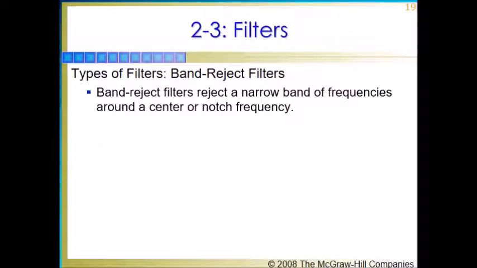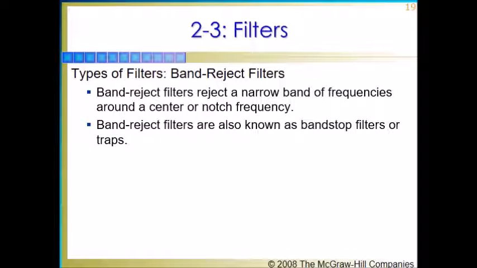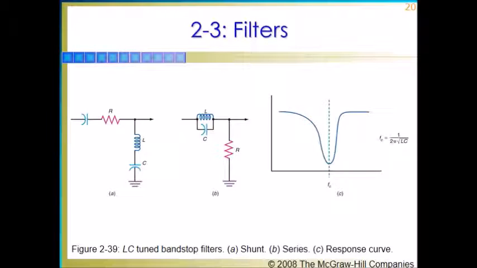Band reject filters, also known as band stop filters, reject a narrow band of frequencies around a center or notch frequency. Two typical LC band stop filters are shown in Figure 2-39. In Figure 2-39A, the series LC resonant circuit forms a voltage divider with input resistor R. At frequencies above and below the center rejection or notch frequency, the LC circuit impedance is high compared to that of the resistance. Therefore, signals at frequencies above and below center frequency are passed with minimum attenuation. At the center frequency, the tuned circuit resonates, leaving only the small resistance of the inductor. This forms a voltage divider with the input resistor. Since the impedance at resonance is very low compared to the resistor, the output signal is very low in amplitude.